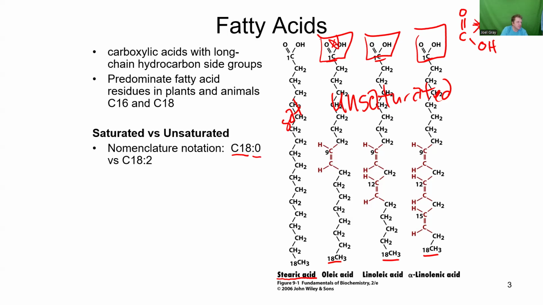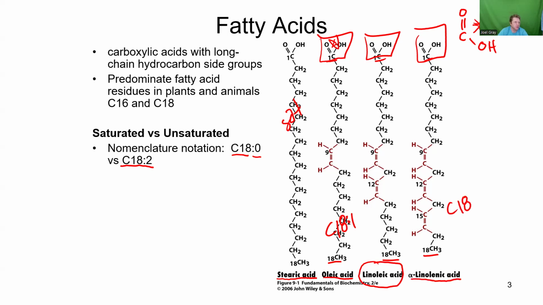Now, whenever I see this C18:2, that's in reference to a fatty acid with 18 carbons and two double bonds. Now, if we look at these different compounds, which one is our C18:2? Well, that would be none other than our linoleic acid. Then if we look at this one, oleic acid, this is C18:1. Alpha linolenic acid is C18:3.